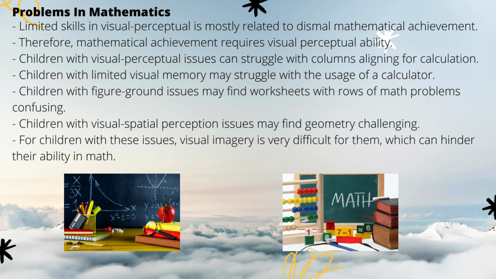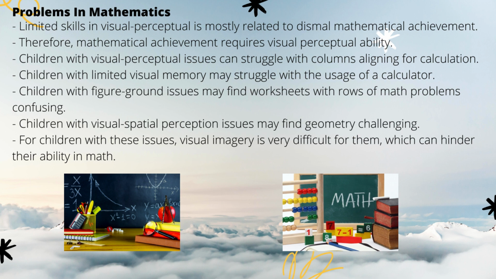Now coming to the last point, the problems in mathematics. Limited visual perceptual skills are mostly related to dismal mathematical achievement, even when controlling for verbal cognitive abilities. Therefore, mathematical achievement requires visual perceptual ability. Children with visual perceptual problems can struggle with aligning columns for calculations, and therefore answers are not accurate because of alignment issues, not because of calculation issues.